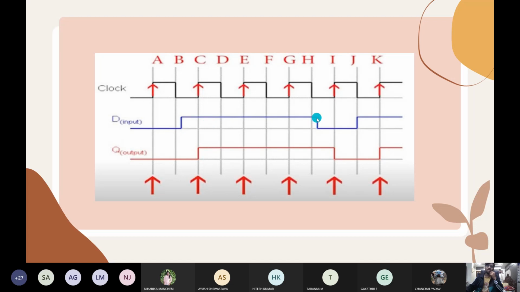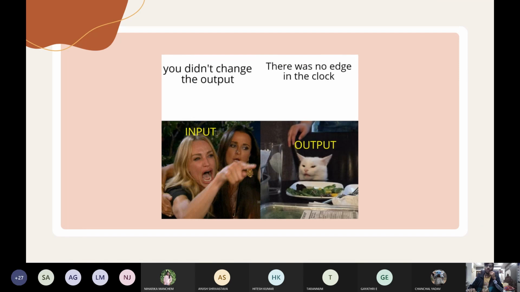So again, if you see here, when D changes from high to low, the output still remains high because there was no edge in the clock. And after the edge occurs, again it will change to low. So in summary, a flip-flop's value changes only when an edge in the clock occurs. If you understood what I have said before, you must understand this.